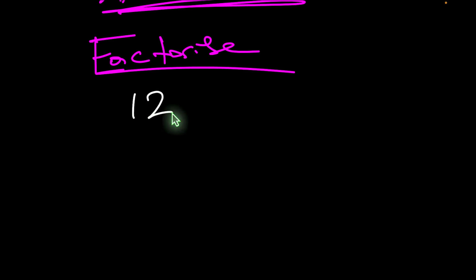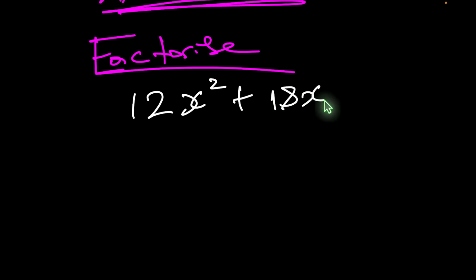All right, so let's factorize. So for this one, let's say we have 12x squared plus 18x. When we're factorizing, all we're looking for is the highest common factor. So what's the highest value that can go into 12 and 18? Think about it. Is it 2? Is it 3? Is it 6? Of course, you guessed it.